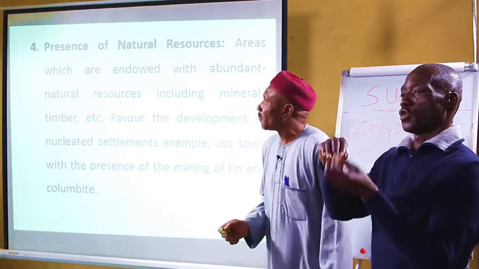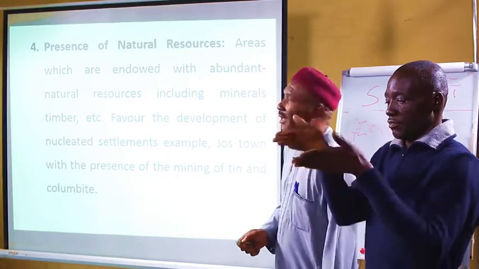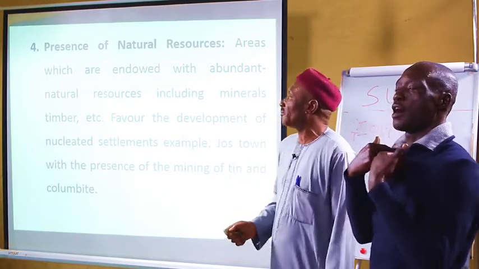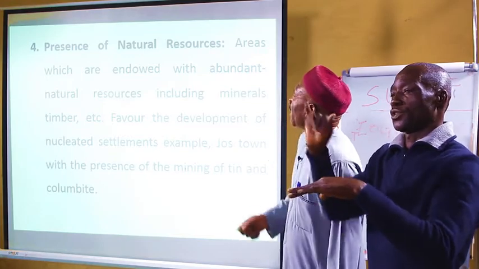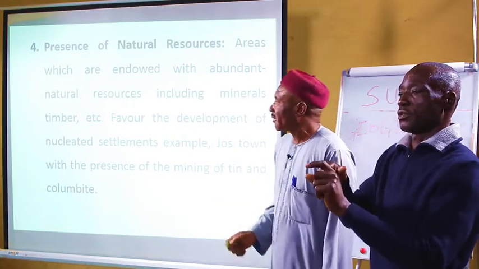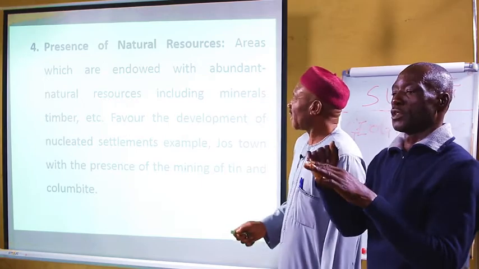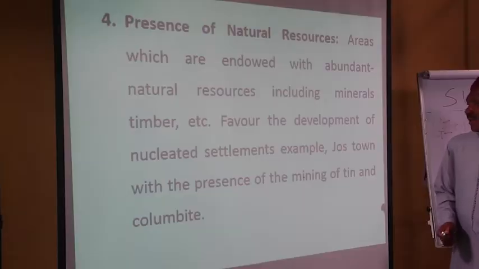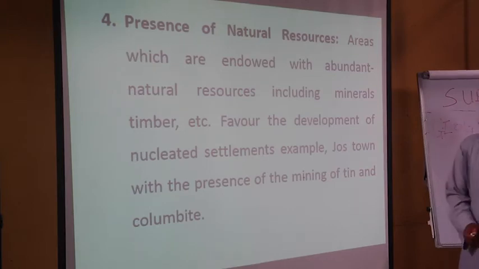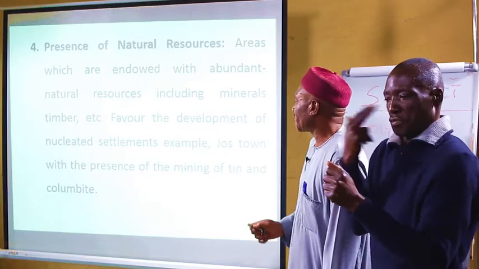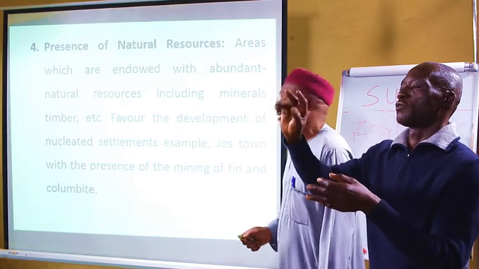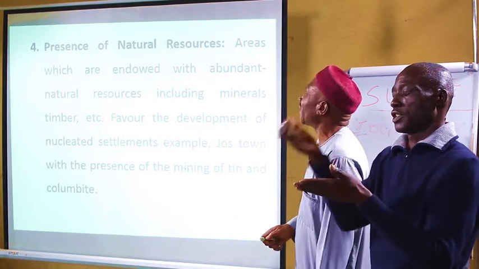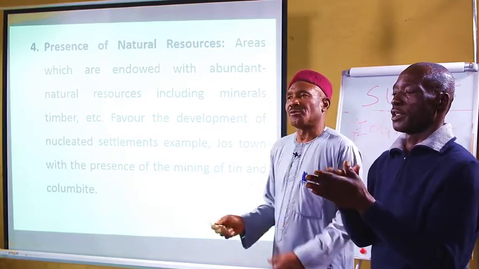So, number four, presence of natural resources. Areas which are endowed with abundant natural resources, including minerals, timber, etc., favor the development of nucleated settlements. A good example is Jos town, with the presence of mining of tin and columbite, which attract people to the area.